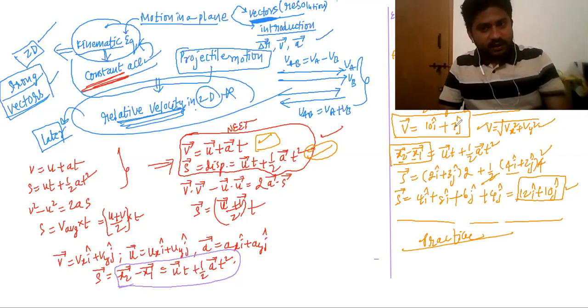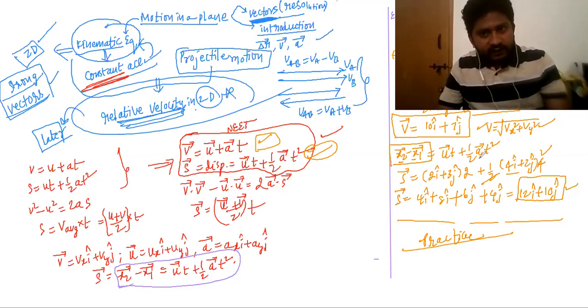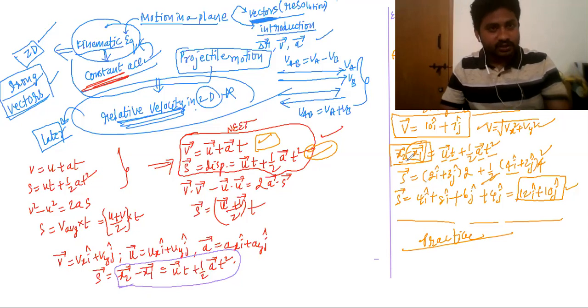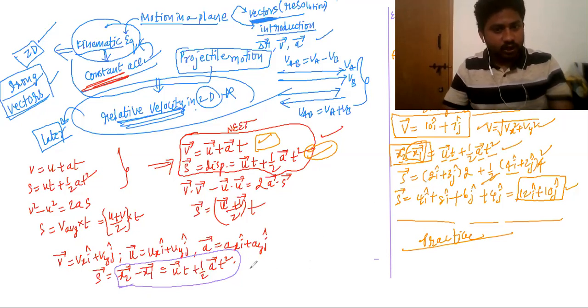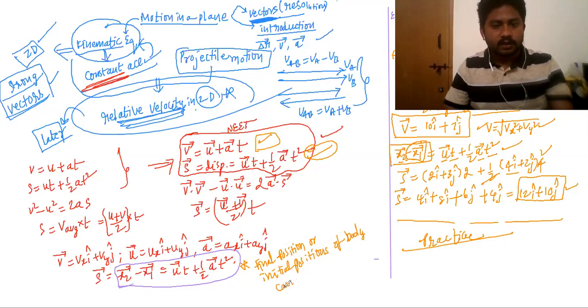Sometimes the question will be asked, my dear students, look at here. They'll give everything. Time they will give, acceleration they'll give, initial velocity they'll give, and the initial position also they'll give. You need to find the final position. Okay. Sometimes final position they'll give, initial position you need to find out, right? By using this formula only. By using this formula, final position or initial positions of body can also be calculated. No problem. Understand? Clear?